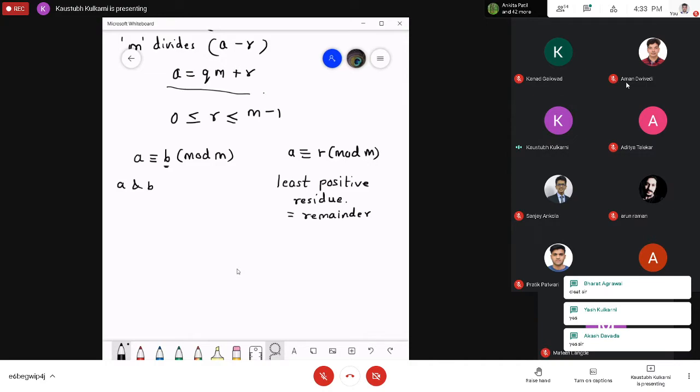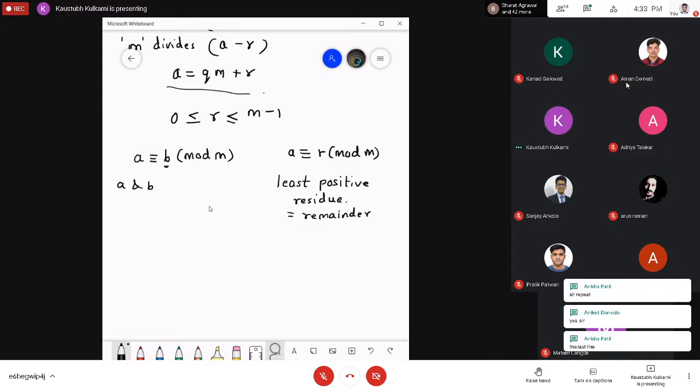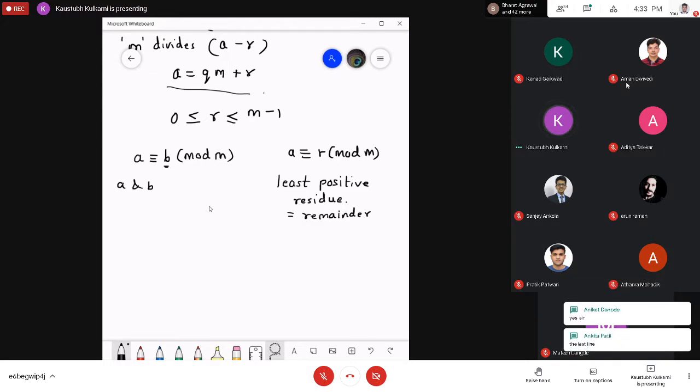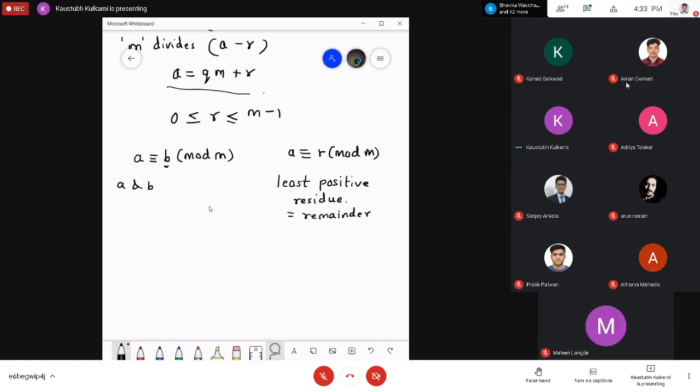Okay, now which part to repeat? The last line. A is congruent to R mod M. If the remainder lies between 0 and m minus 1, then it is called least positive residue. And if it is not, then what is it called? It is called nothing. We just say that A and B are congruent to each other with respect to mod M.